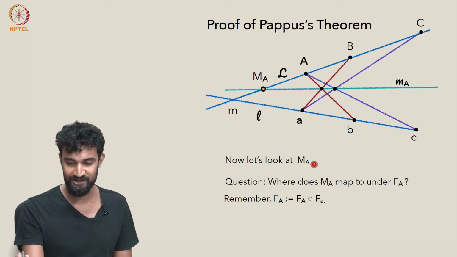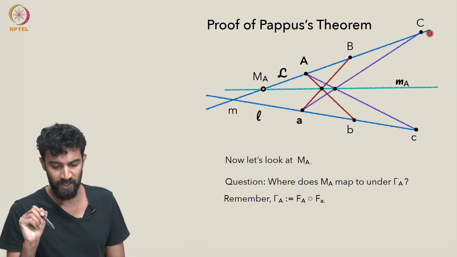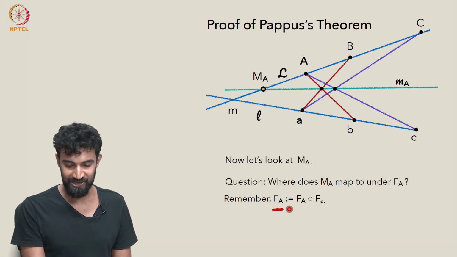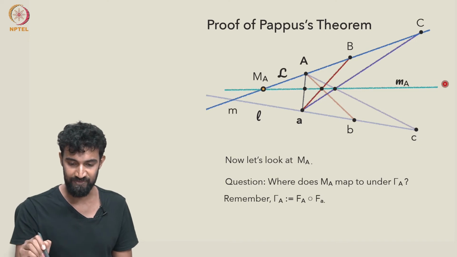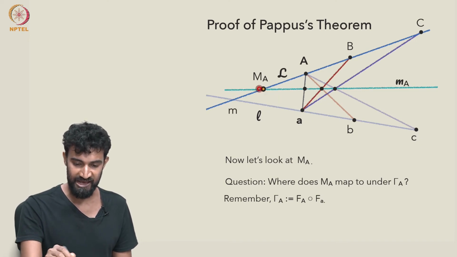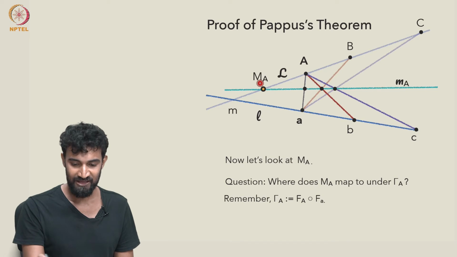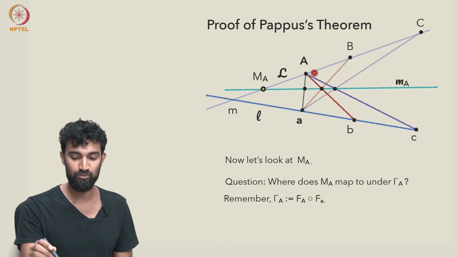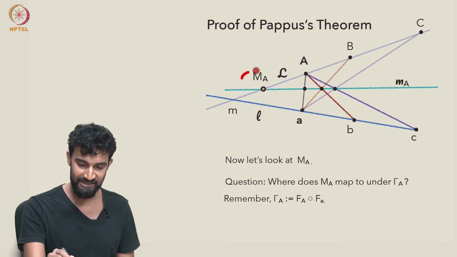Remember, MA is the intersection of the line MA with the line capital L. Where does MA map to under gamma A? So gamma A is f little a followed by f capital A. F little a is pulling points from capital L to MA. And what's it going to do to MA? Nothing, because MA is already on MA. So it stays fixed. But now F capital A is pushing points down, projecting points down via that center A.